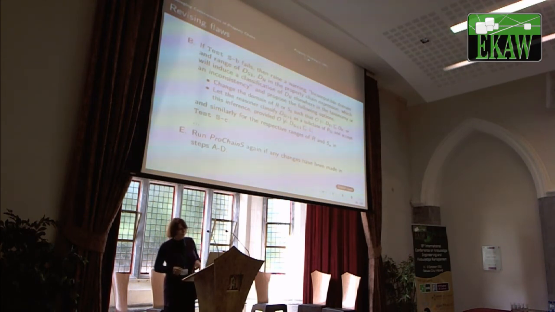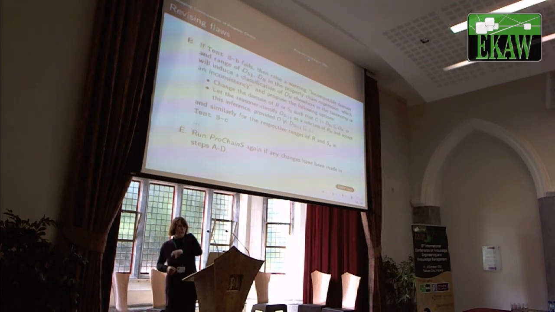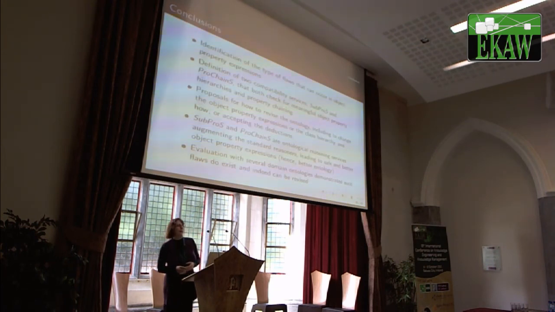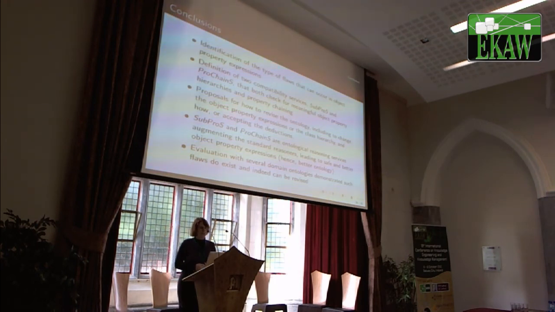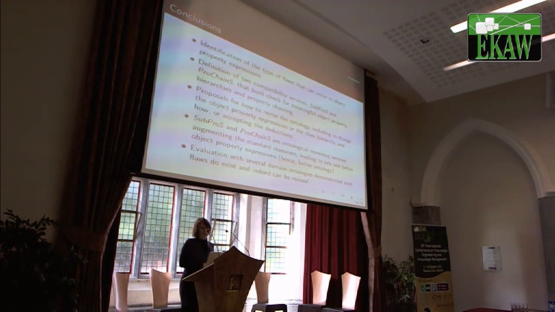Afterwards, if you have made any changes, you have to run the property chain compatibility service again to verify that your corrections really are proper corrections. Then to conclude, what we've been looking at is the identification of the types of flaws that can occur in object property expressions. After the identification, we could define two compatibility services, the subproperty compatibility service and the property chain compatibility service, that both check for meaningful object property hierarchies and property chaining.